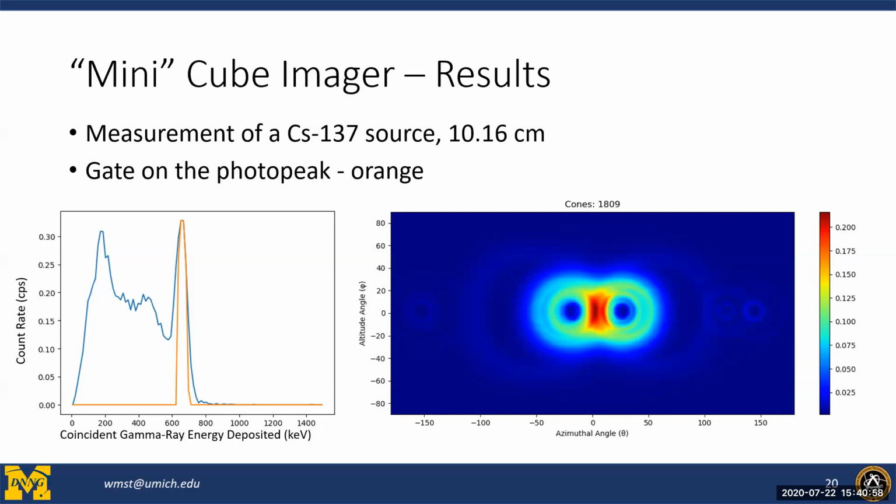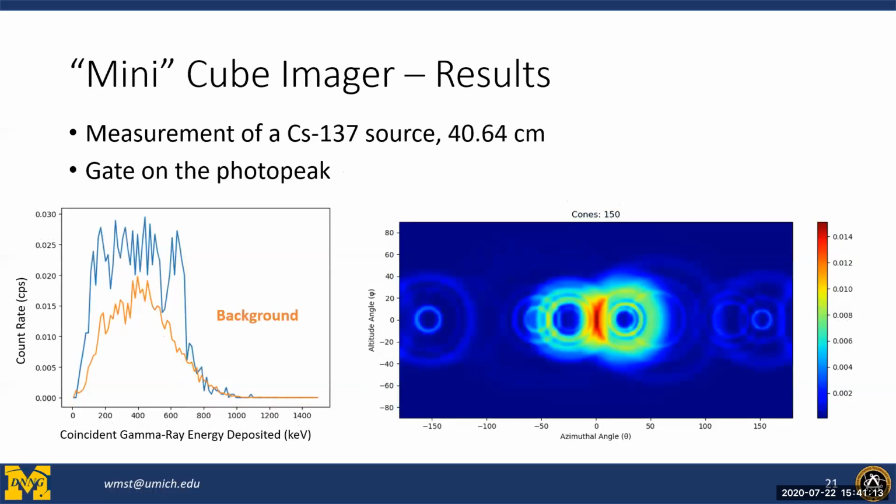Now, something of interest that we saw with this is that you see we get some cone projections that don't seem to align with our source at all. And this was an interesting thing to look into, and it will be the last thing we touch on for today, which is: where do those come from?